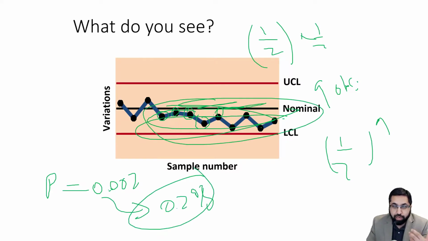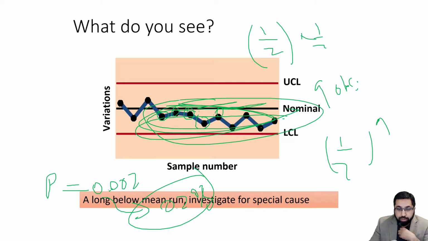Okay, so the probability is 0.002, or in other words, a 0.2% chance that this could be observed without there being any special cause. So it's likely that this was caused by a special cause. A long below-mean run: investigate for special cause.